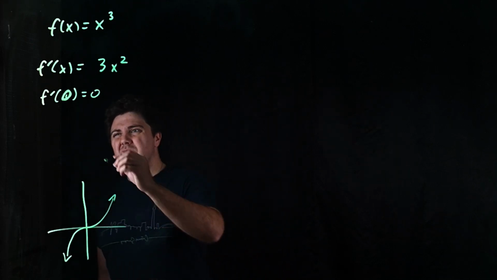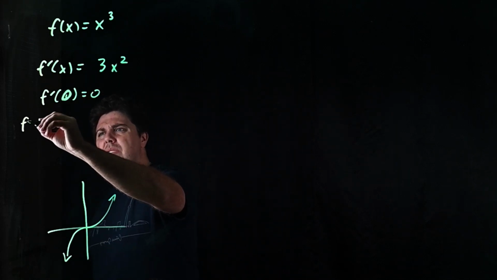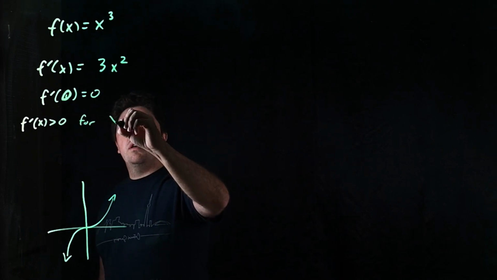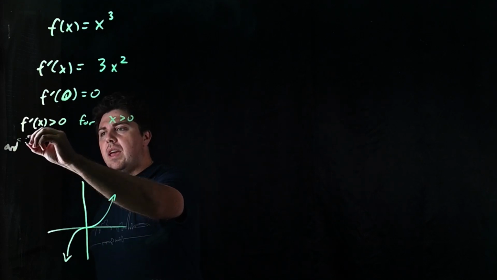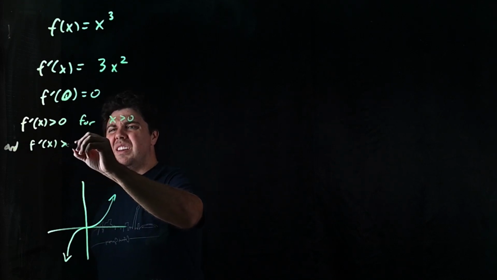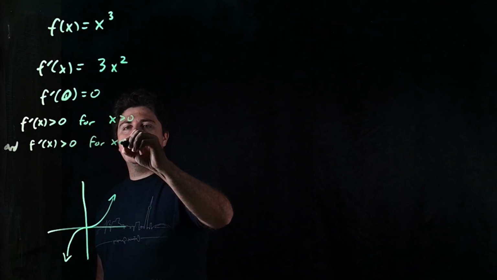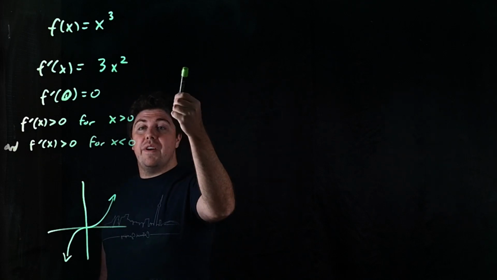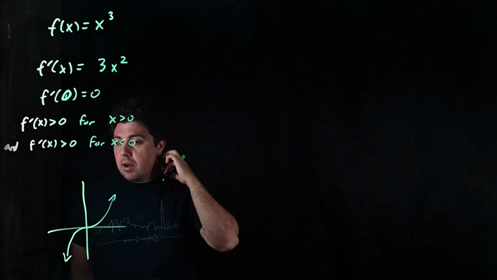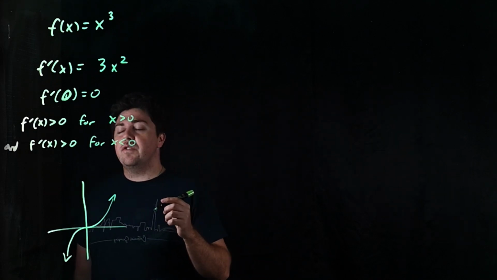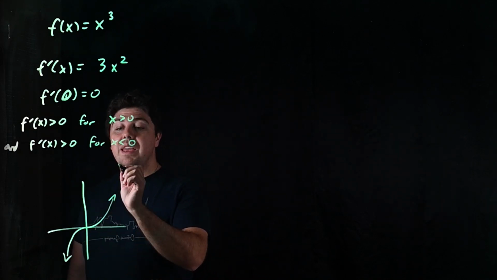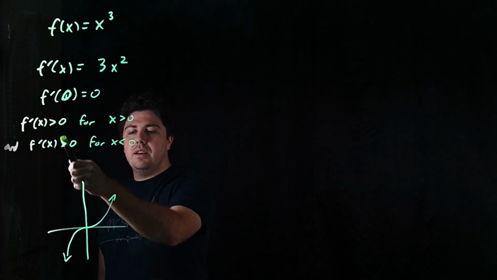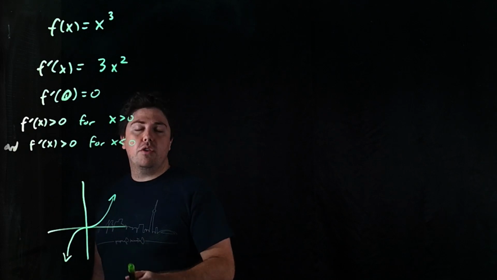But note what happens. We have that f prime of x is greater than 0 for x greater than 0, and f prime of x is also greater than 0 for x less than 0, because this function, f prime of x equals 3x squared, if x isn't 0, is always positive. So indeed, we can use the first derivative test to conclude that 0 isn't a local extremum of this function, because the derivative is the same sign on either side of the critical point.